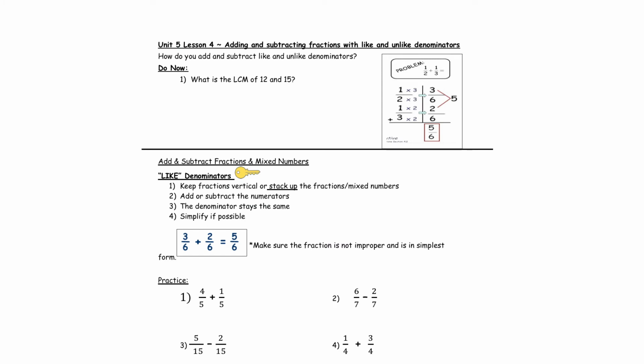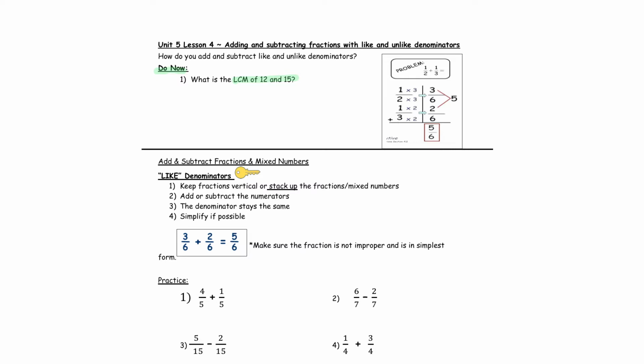Today's lesson will focus on adding and subtracting fractions with like and unlike denominators. How do you add and subtract like and unlike denominators? Well, the first thing you're going to do is complete the do now, which says, what is the LCM of 12 and 15? And here's the reason why we're going to find the LCM.